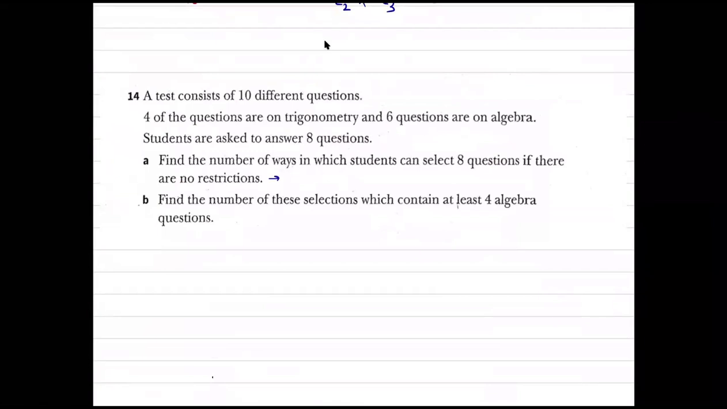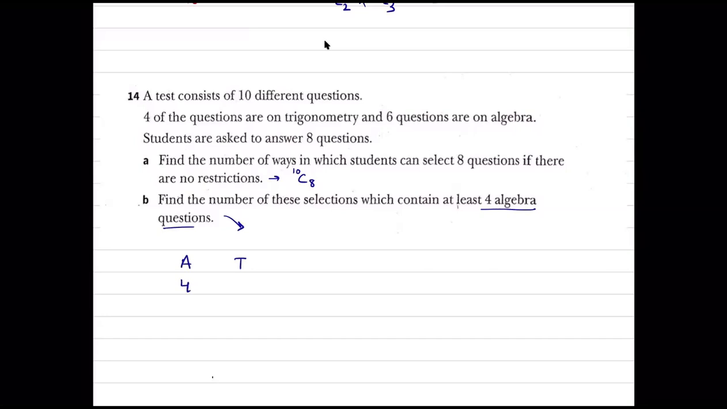How is the first part going to be solved? 10C8. Good. Find the number of these selections which contain at least 4 algebra questions. So there are algebra questions and trigonometry questions. At least 4 algebra means minimum 4 algebra questions are needed.